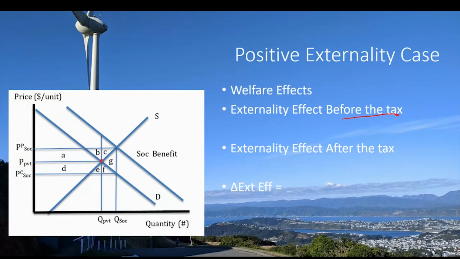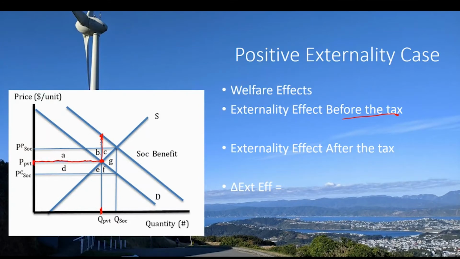Okay, and again, we want to note that the distance between here and here at the quantity QPVT represents the per unit benefit that's being generated outside of the market. And we want to take that and multiply it by the quantity that's actually being produced, which is this distance right here. So we could take this distance, the red line that I've just drawn, and multiply it by this distance, the distance between these two dots, and that would give us the total benefits that's accruing to others outside of the market.